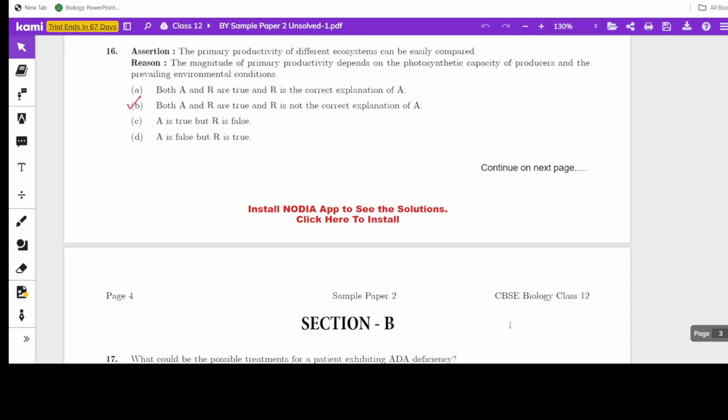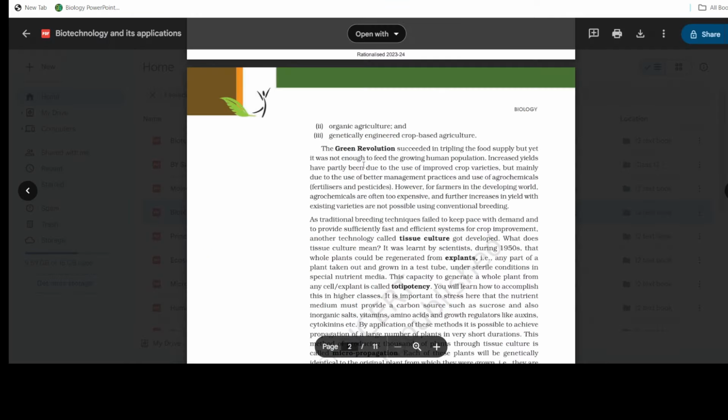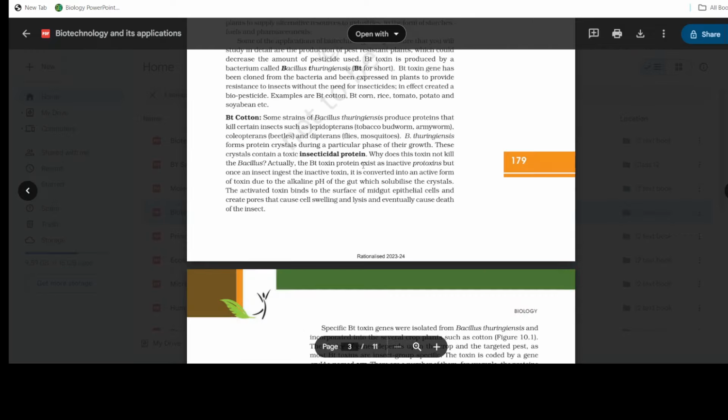Now let's move to section B. What could be the possible treatments for a patient exhibiting ADA deficiency? So let us check the chapter. It is Biotechnology and its Applications.